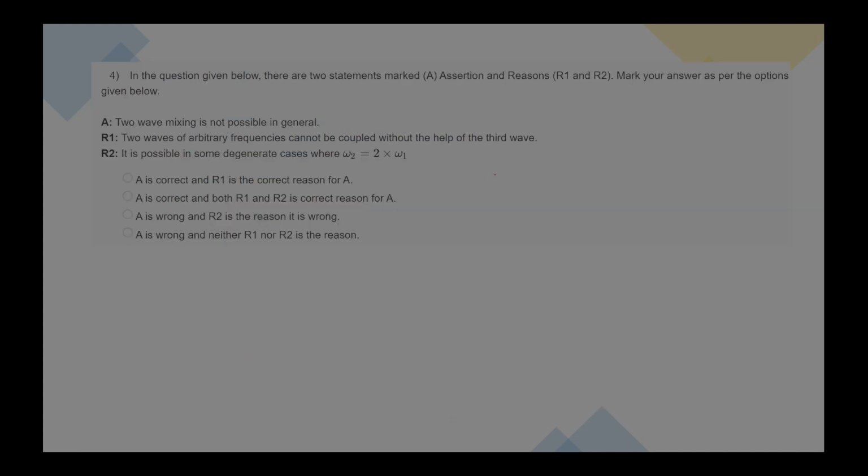Then next question, question number 4. In the question given below, there are two statements marked A, assertion, and reasons R1 and R2. Mark your answer as per the options given below. Assertion: two wave mixing is not possible in general. Reason R1: two waves of arbitrary frequencies cannot be coupled without the help of the third wave. Reason R2: it is possible in some degenerate cases where omega 2 is equal to 2 omega 1. So what's your thought about this one?